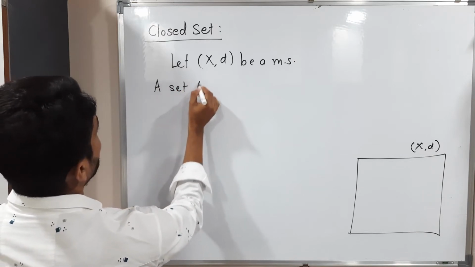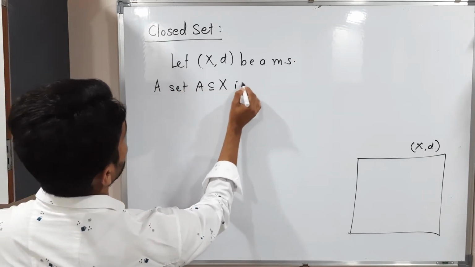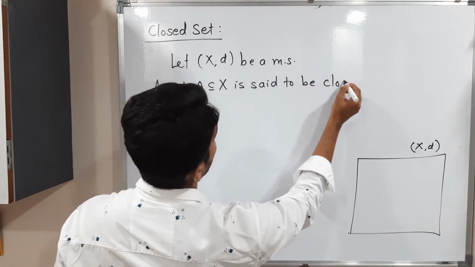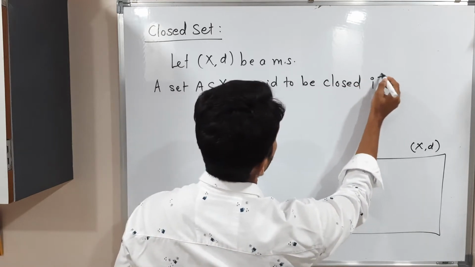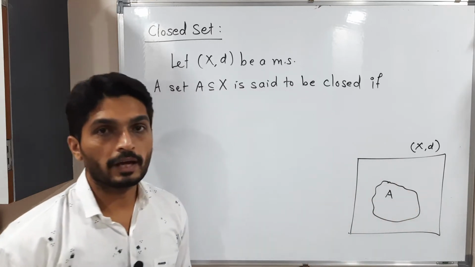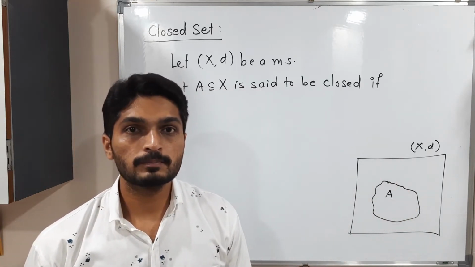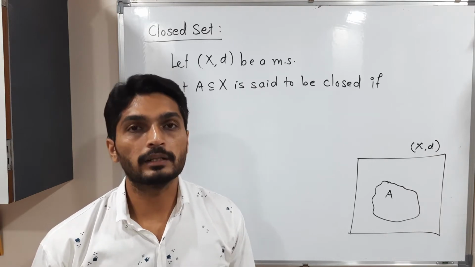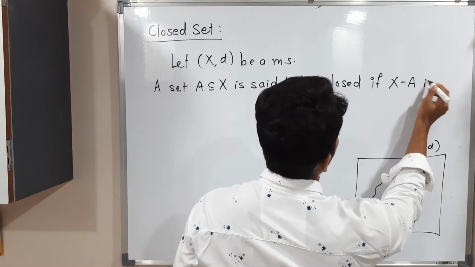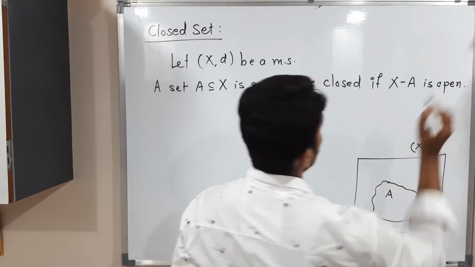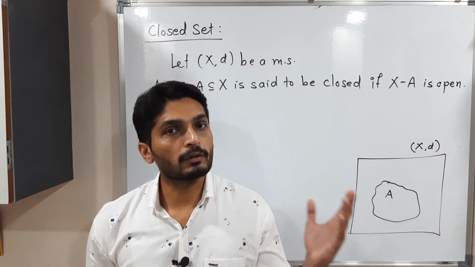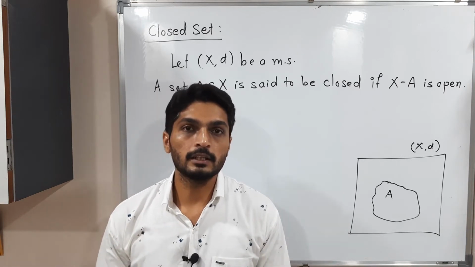A set capital A, which is a subset of X, is said to be closed if, okay, see what is its definition. Suppose we have some set A which is a subset of X. When we say A is closed, if its complement is open, then we can declare it as a closed set. If X minus A is open. So what is the definition of a closed set? It's a very simple definition. If the complement of any set is open, we can declare it as a closed set.